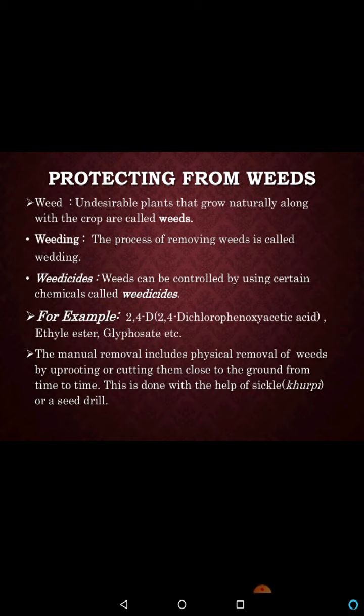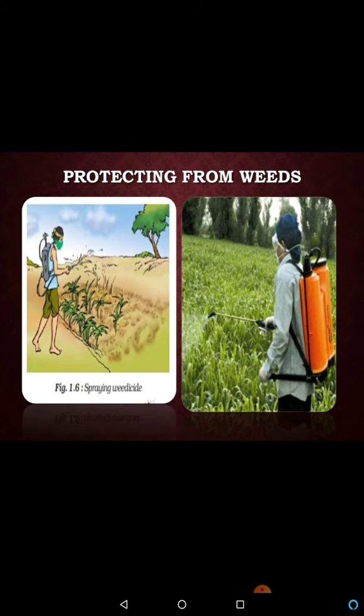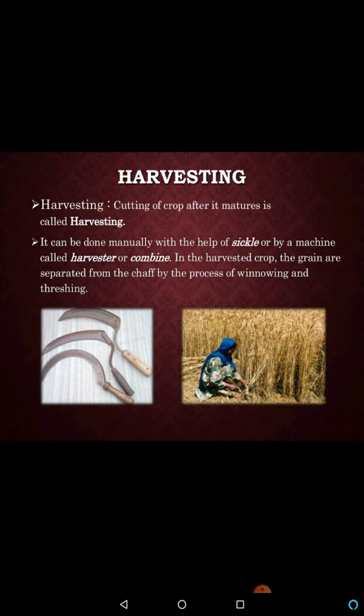The manual removal includes physical removal of weeds by uprooting or cutting them close to the ground from time to time. This is done with the help of a sickle, known in Hindi as khurpi, or the seed drill. Protecting from weeds, spraying weedicides, you can see in these two photos. Next is harvesting. It is one of the crucial steps.